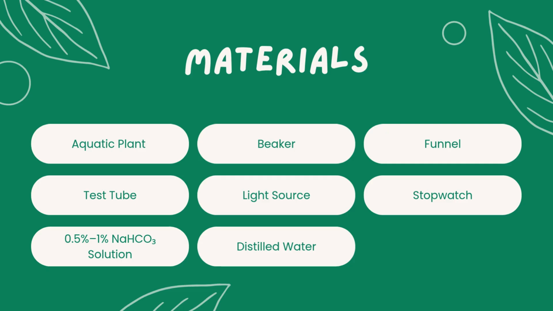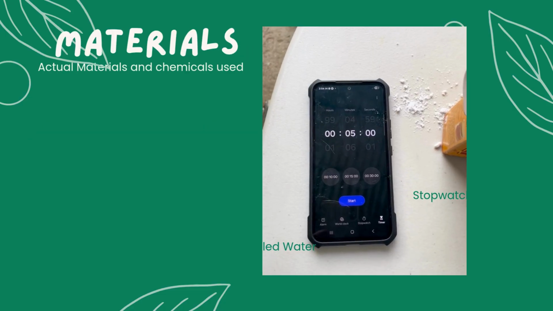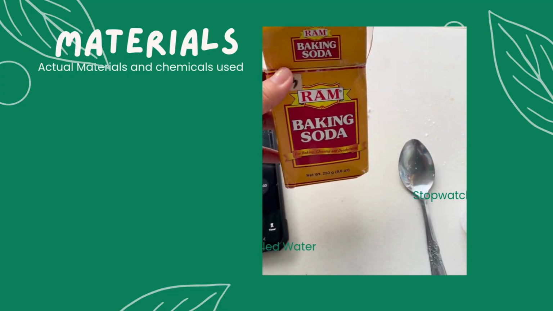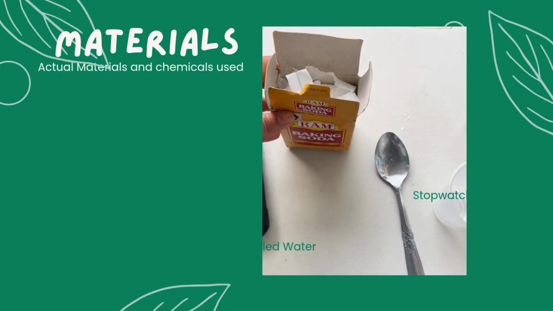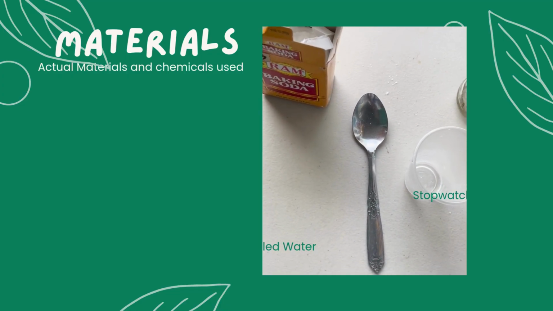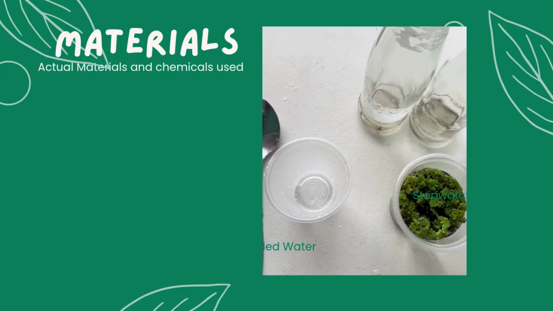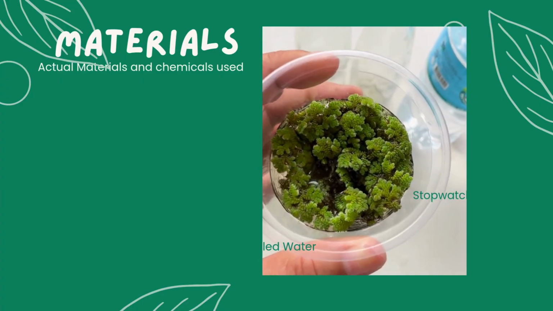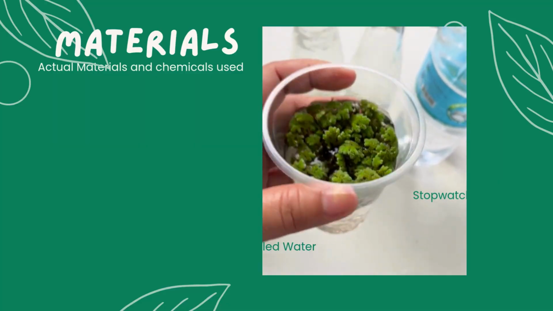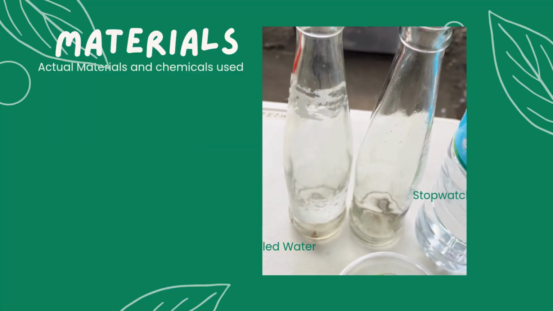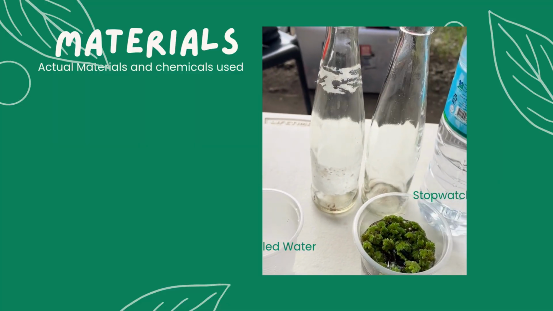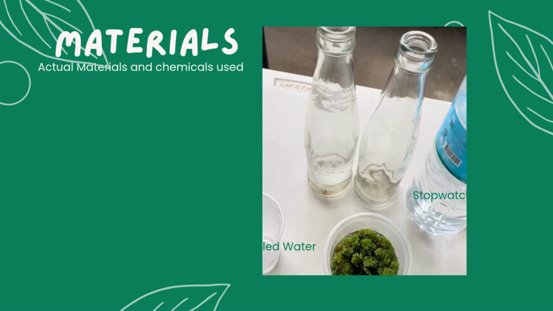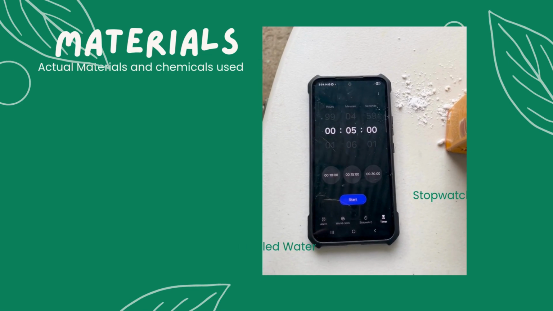But for the actual setup, you'll be using a cell phone as the stopwatch, baking soda from the grocery store, a teaspoon, and then a container, the aquatic plant. I don't have the Elodea, but I have this aquatic plant. Instead of a funnel, I will be using an empty bottle and a 1 liter distilled water.